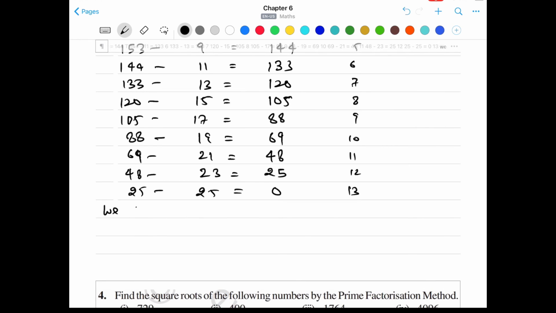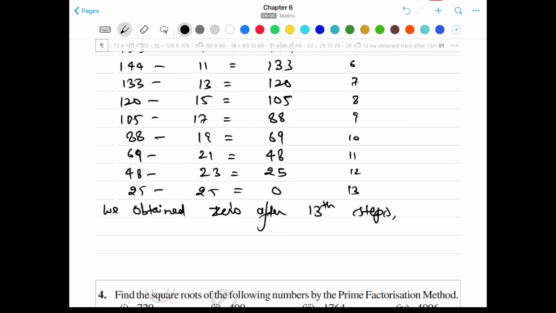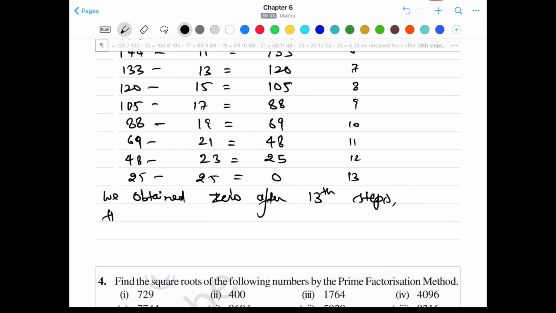So we'll write, we obtained 0 after 13 steps. Okay, therefore square root of 169 is equal to 13.